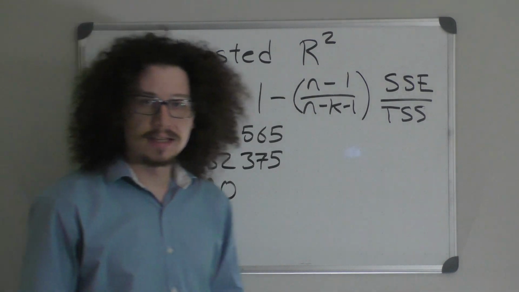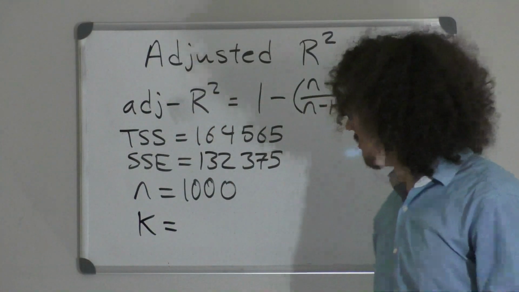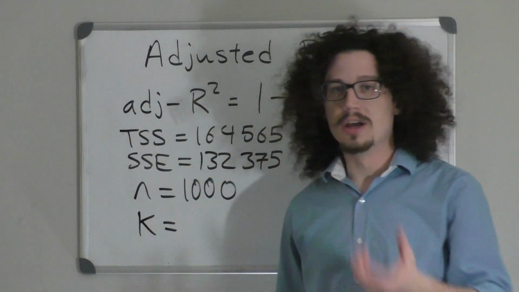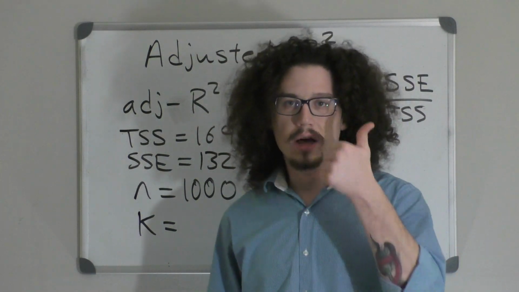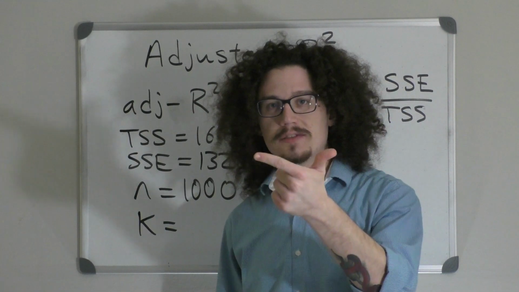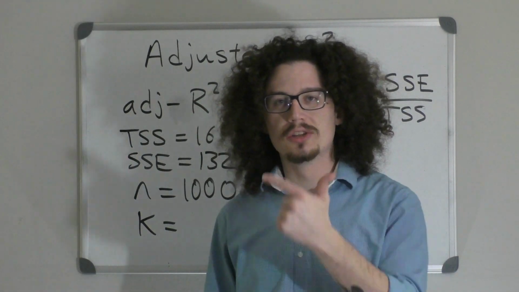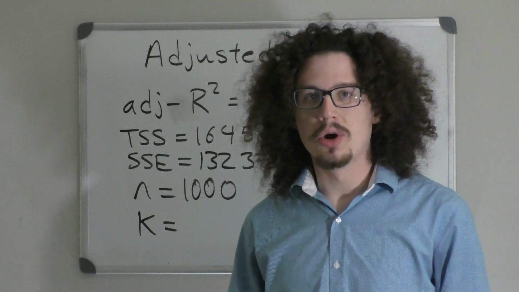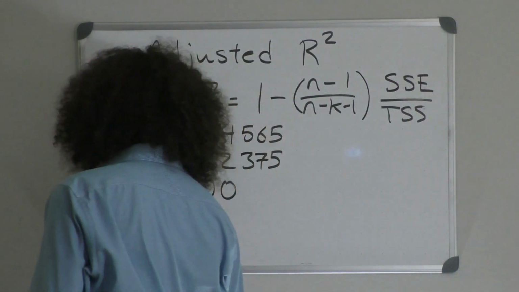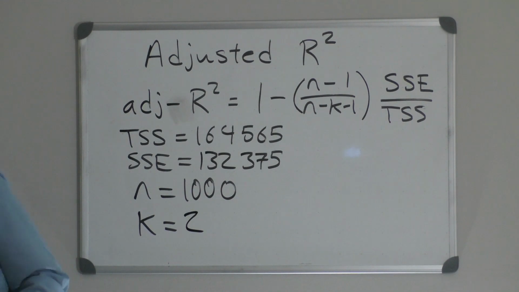And we're going to need to know what K is. So just as a reminder, K is the number of independent variables. In this model, we are using years of education and years of experience to predict wages. So that means we have two independent variables, so our K is equal to 2.